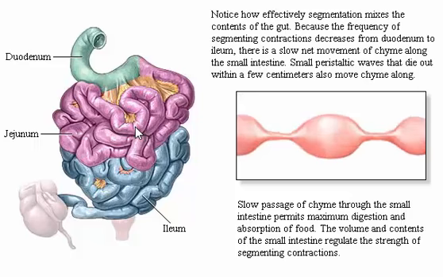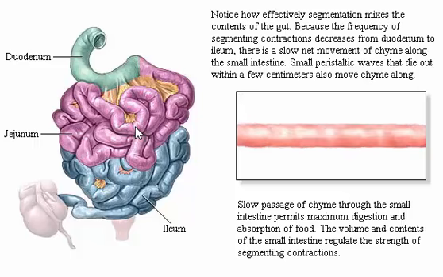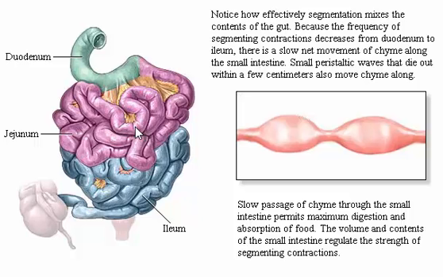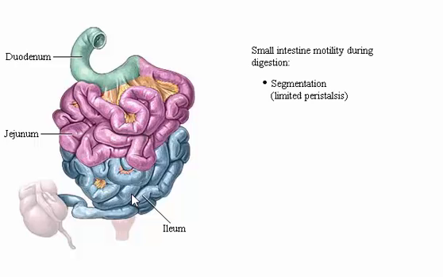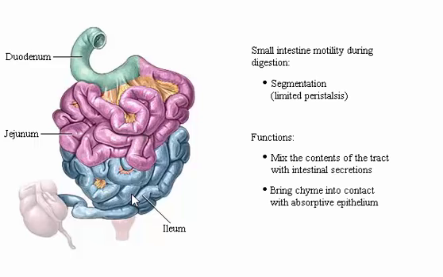The volume and contents of the small intestine regulate the strength of segmenting contractions. Note that it is virtually impossible to exceed the absorptive capacity of the small intestine. Whatever you eat will be absorbed. Click the intestines for a summary. In summary, the type of motility in the small intestine during digestion is segmentation accompanied by limited peristalsis. Segmentation mixes the contents of the tract with intestinal secretions and brings chyme into contact with the absorptive epithelium.